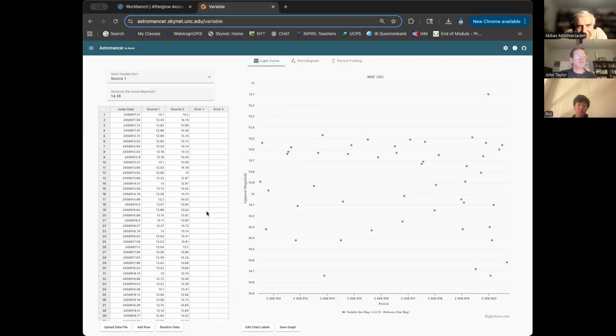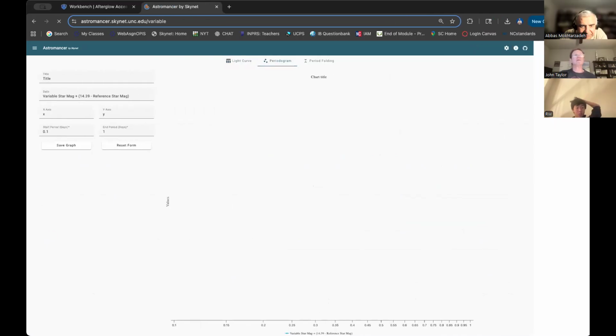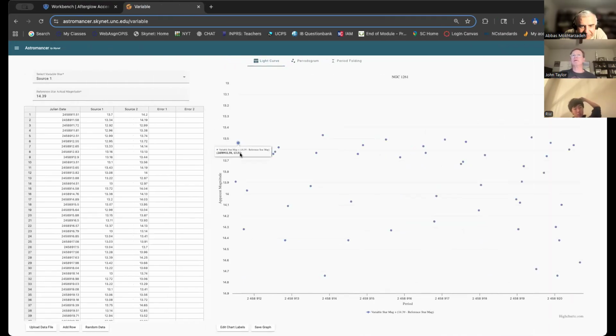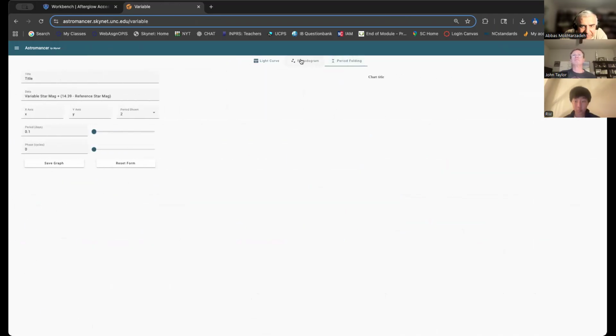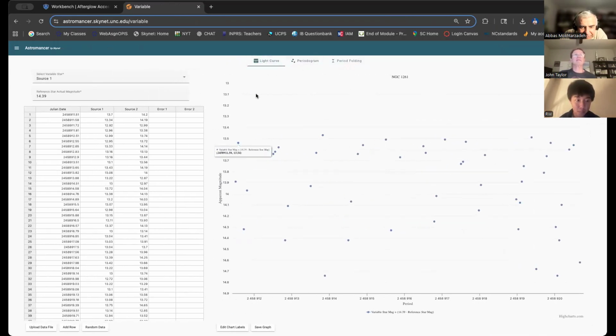Yeah, how do I get my curve on this? I'm trying to get the curve. That's not the light curve. That's a periodogram, that's not it. I'm not sure why it's acting like this. Didn't happen. Okay. Should I stop sharing? I'm not sure why it didn't put a curve on top of it like it should.